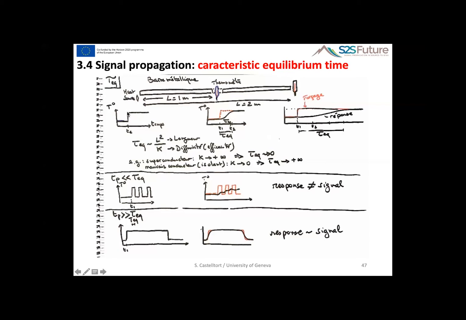Okay, so let's call it the perturbation period here. The duration for which is the TP. It's the period of perturbation, the time of perturbation. If it's smaller than the equilibrium time for the system, then I will only see a response that is buffered, that is different from the signal.